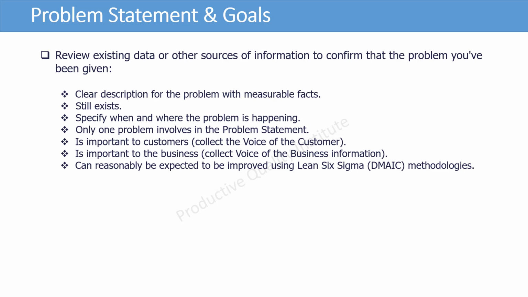Review existing data or other sources of information in order to confirm that the following conditions are met in the problem statement and goals. Clear description for the problem with measurable facts still exists. Specify when and where the problem is happening. Only one problem is involved in the problem statement. Is important to customers; to be sure, collect the voice of the customer. Is important to the business; to be sure, collect voice of the business information. Can reasonably be expected to be improved using Lean Six Sigma, DMAIC, methodologies.